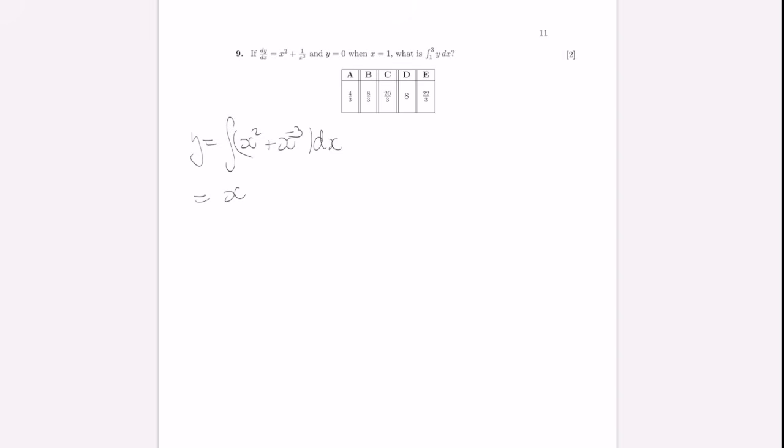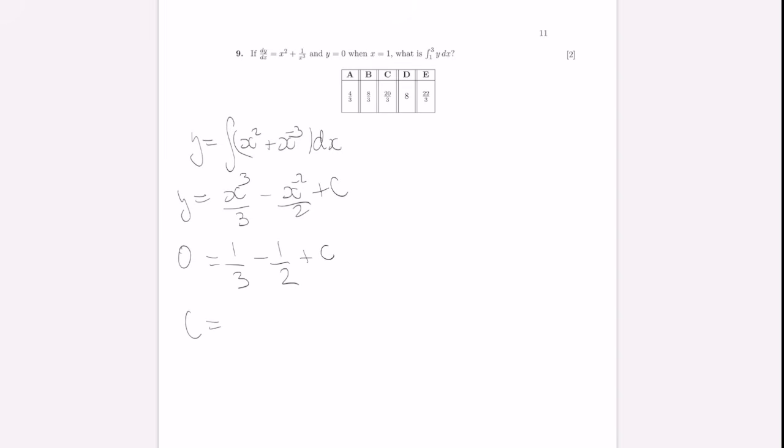We're going to get x cubed over 3, take away x to the minus 2 over 2, plus some constant of integration that we'll be able to find out. Okay, now if this here is y, we know that when y is equal to 0, then x is equal to 1. So this here is going to be equal to 1 over 3 minus 1 over 2, because we're going to get 1 over x squared, which is 1 over 1 squared, plus the constant.